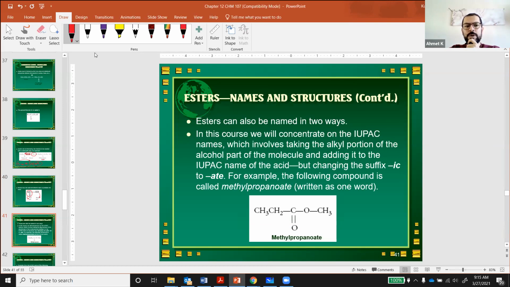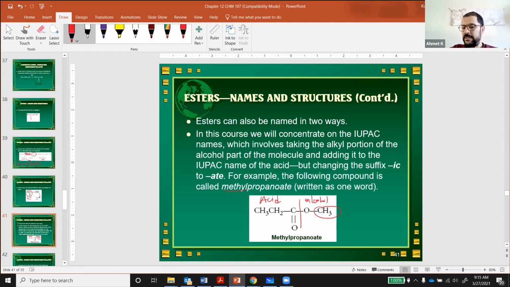So now I know that if you have a carboxylic group, this is my carboxylic acid part. Whenever you have a carbonyl, you know this is my acid part, and this is my alcohol part. If you have the alcohol part, you're just going to name the R group here. What R group do you have here? You have only methyl. So you're just going to name that first, which is methyl.